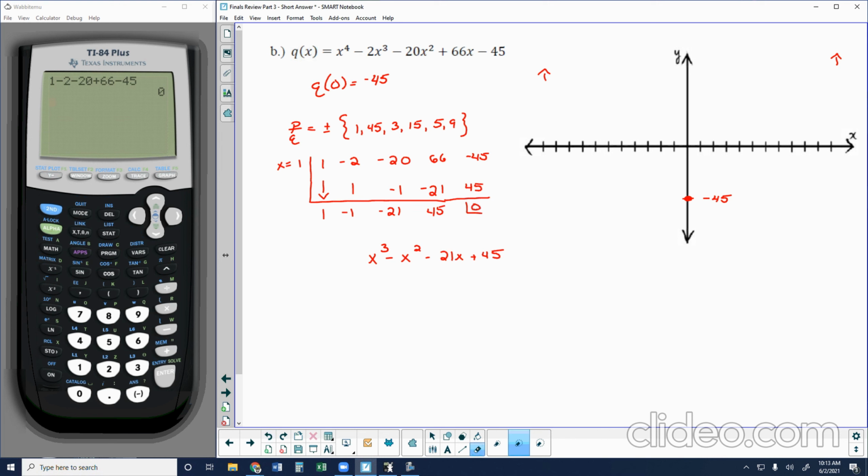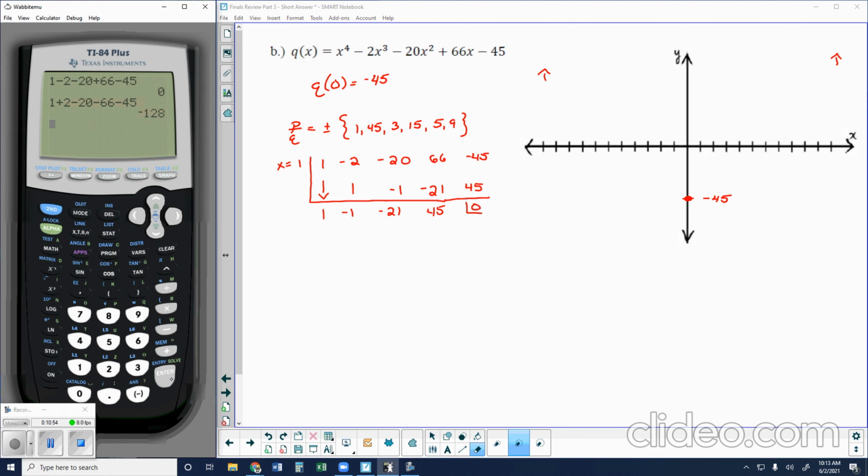And so I'm actually going to have to repeat the process of synthetic division. And so I want to find another 0 here. Basically now I'm down into, I could try -1. If I wanted to try -1, I would switch the signs of all the odd degreed coefficients. So 1 plus 2 minus 20 minus 66 minus 45. -1's definitely not going to work.